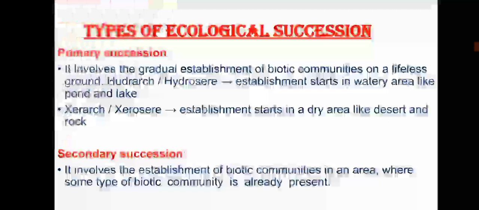That is, the establishment of a biotic community on a lifeless ground is known as primary succession. Secondary succession means it involves the establishment of a biotic community in an area where some type of another biotic community is already present. So that kind of establishment of a biotic community is called a secondary succession.